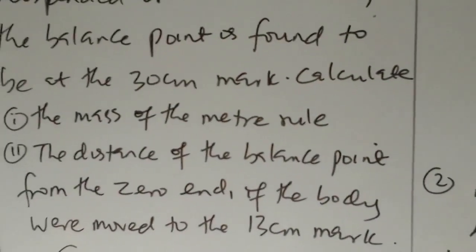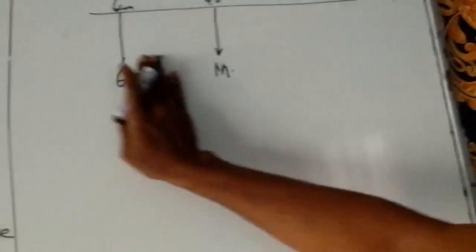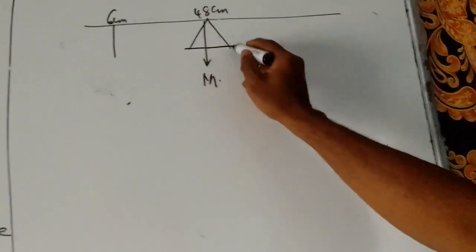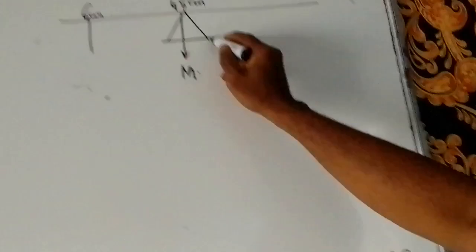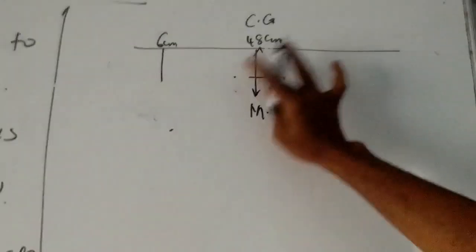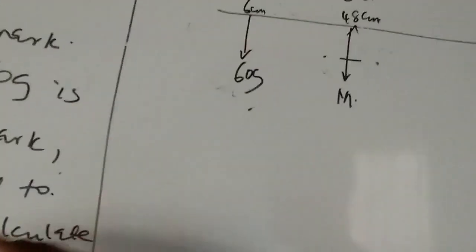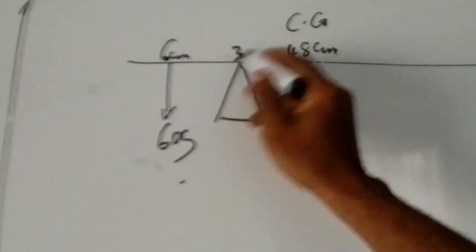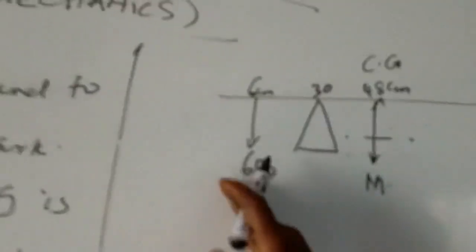Mind you, let's go back to the problem. Before this body came up here, this was where the balance for the meter rule was, at the center of gravity. But when we hung a body of 60 gram here, it can no longer balance at this place. The balance point was now shifted to 30. It's no longer balanced at the center because of the weight of this body.